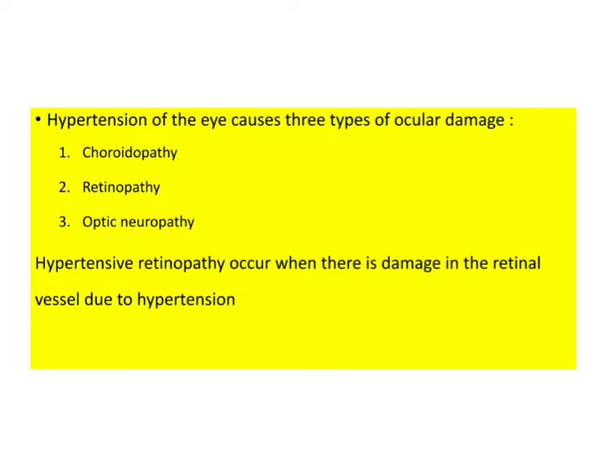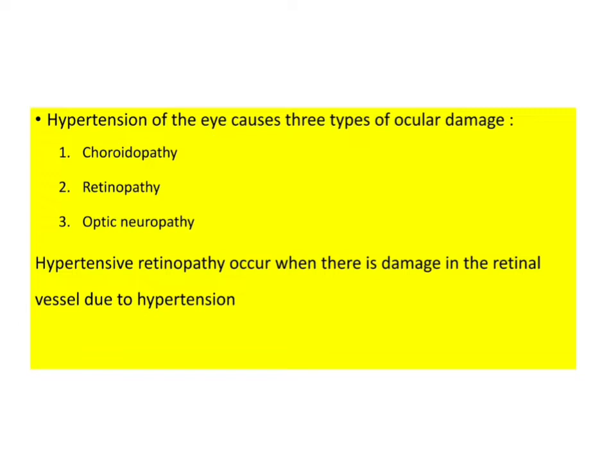This poorly controlled blood pressure affects several systems in our body like the cardiovascular system, renal system, cerebrovascular system, and mostly the retina. The retina is the only structure where we can see the blood vessels properly. So proper examination of the fundus or retina gives us a clue that the person is having hypertension so that we can control it properly, right? There should be an active collaboration between ophthalmologist and physician to treat this hypertension. Okay. Hypertension of the eye causes three types of ocular damage: choroidopathy, retinopathy, and optic neuropathy.